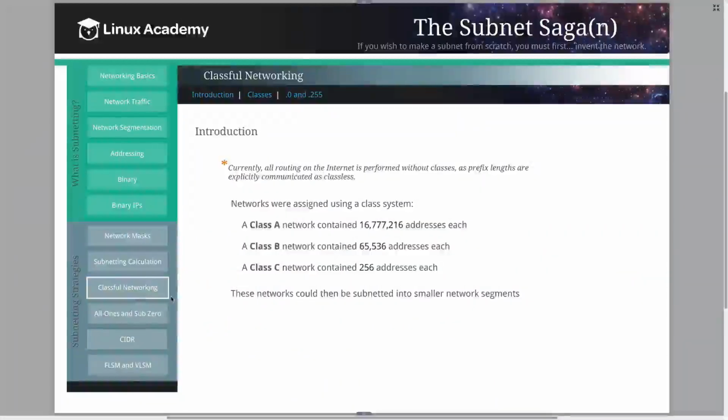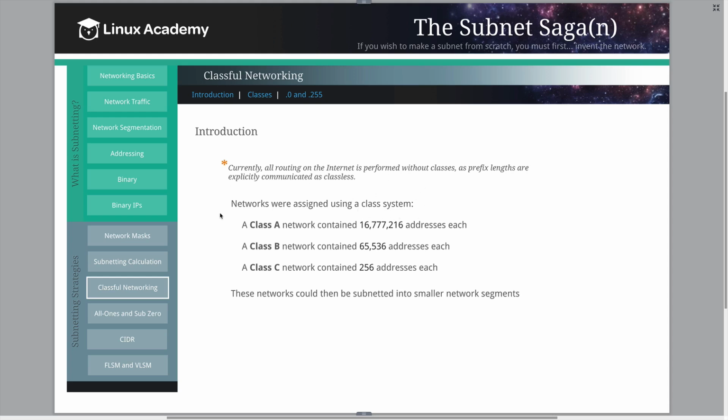So I'm here in the interactive diagram on the classful networking section. A quick caveat: currently all routing on the internet is performed without classes, as prefix lengths are explicitly communicated as classless. That being said, there are still organizations and entities out there that make use of classful networking, particularly internal schemes and things like that. So networks were assigned using a class system.